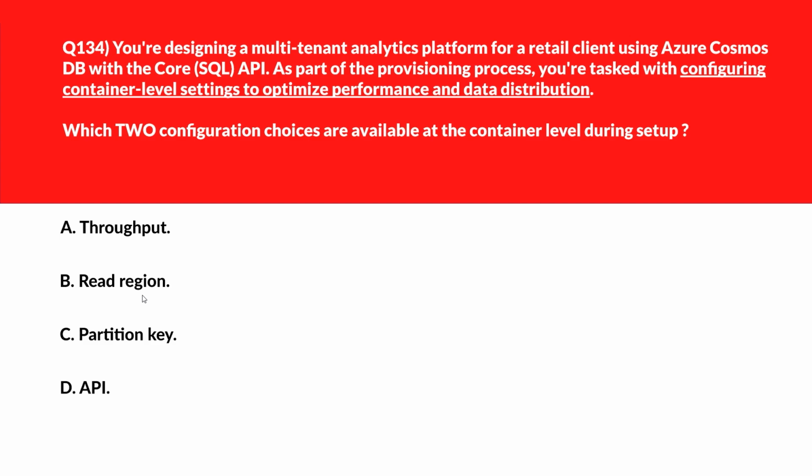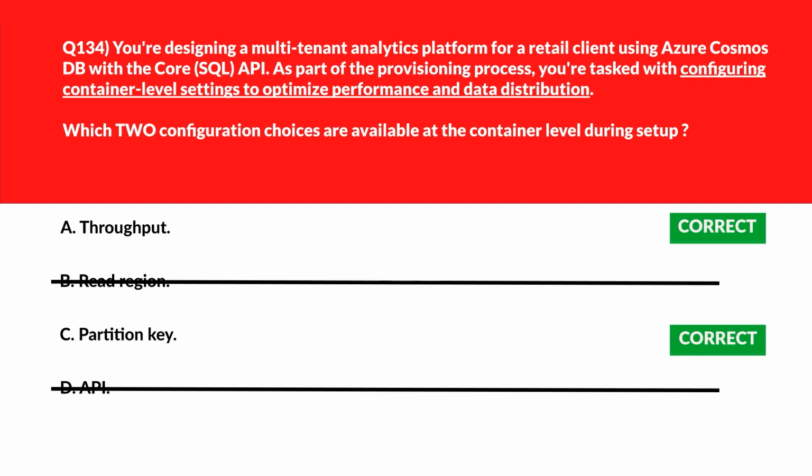B says read region. Read region is configured at the account level, not at the container level, to support global availability across multiple geographies. Incorrect. We'll move to C. C says partition key. Partition key should be defined at the container level to ensure efficient data distribution and query performance. Let's keep this. We'll move to now option D. D says API. API is selected at the account level, not at the container level. Let's delete this. We'll lock option A throughput and option C partition key as the right answers.